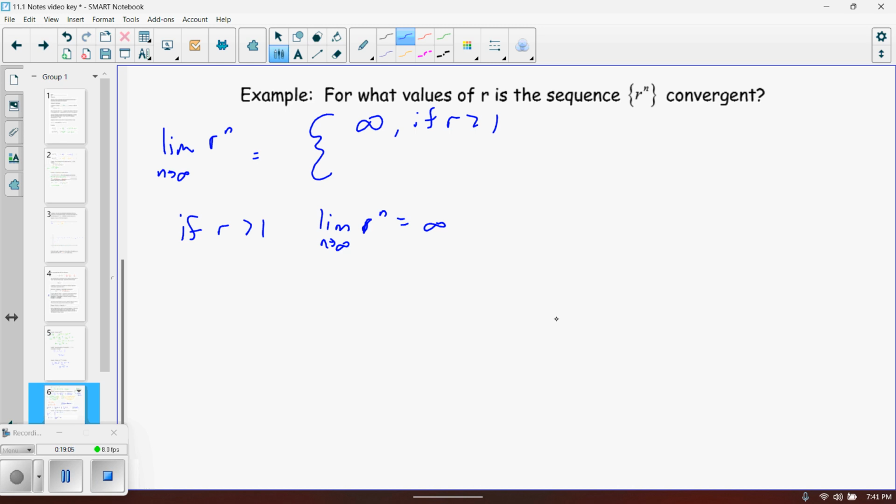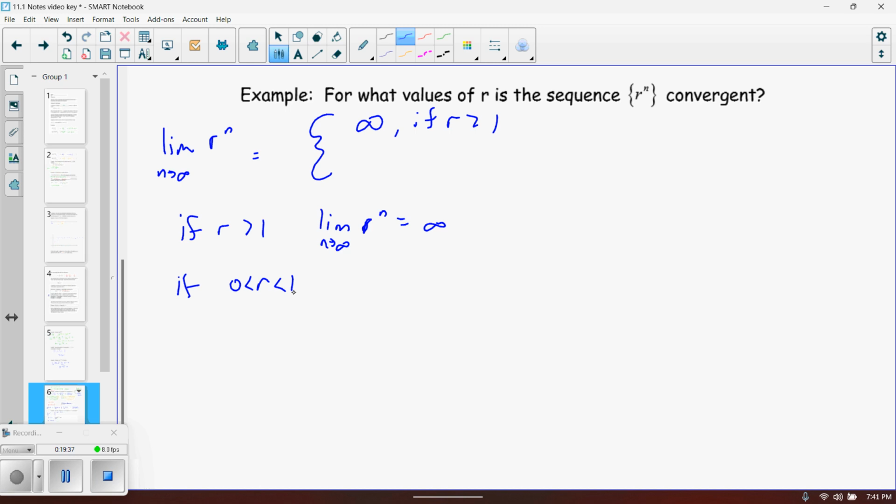There's another one that should kind of hopefully be obvious. What if r is in between 0 and 1? Well, that means it's going to be a number like 0.7 or 0.3 or something like that. If I take a number like 0.7 or 0.3 and keep multiplying it by itself any number of times, it's just going to keep getting smaller and smaller and smaller.